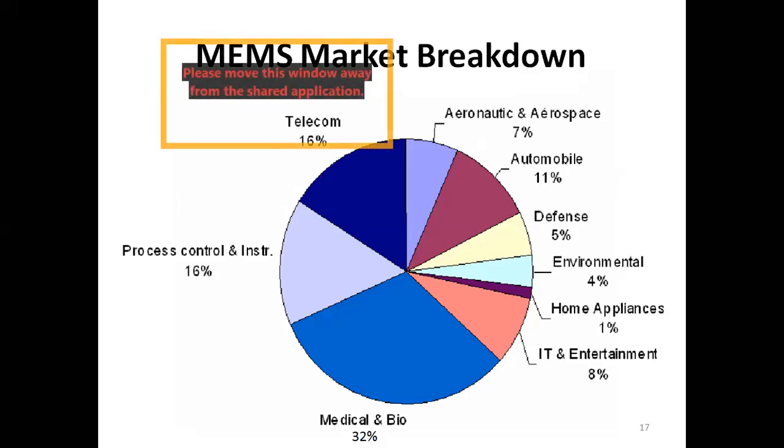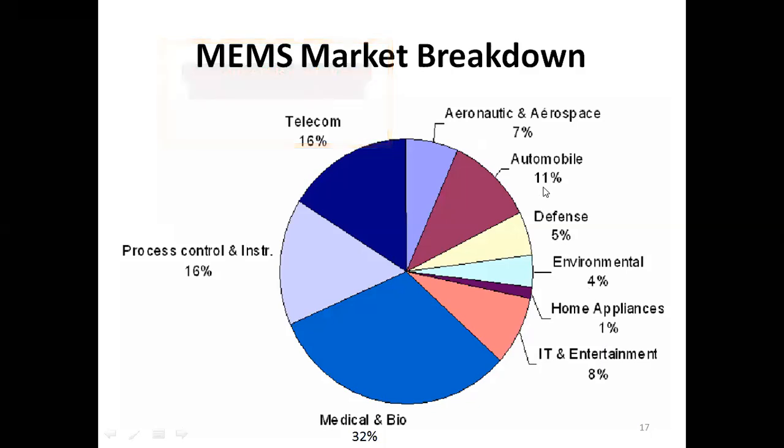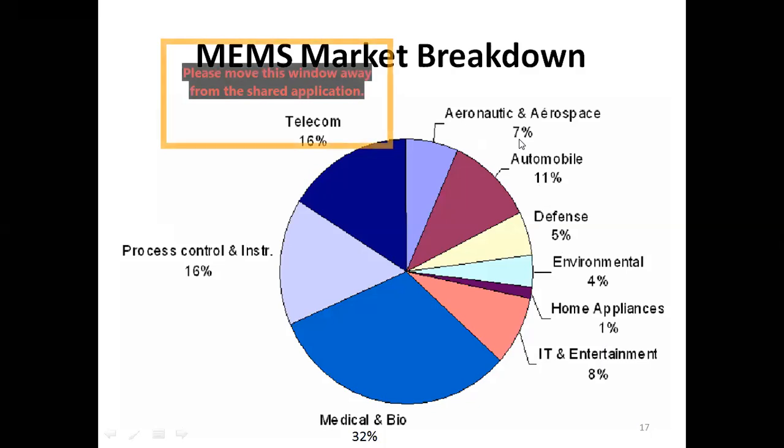MEMS market breakdown: process control and instrumentation in industry 16%, medical and biomedical devices 32%, IT and entertainment 8%, home appliances 1%, environment 4%, defense 5%, automobile 11%, aeronautic and aerospace, where we are using MEMS, 7%, and telecom is 16%.